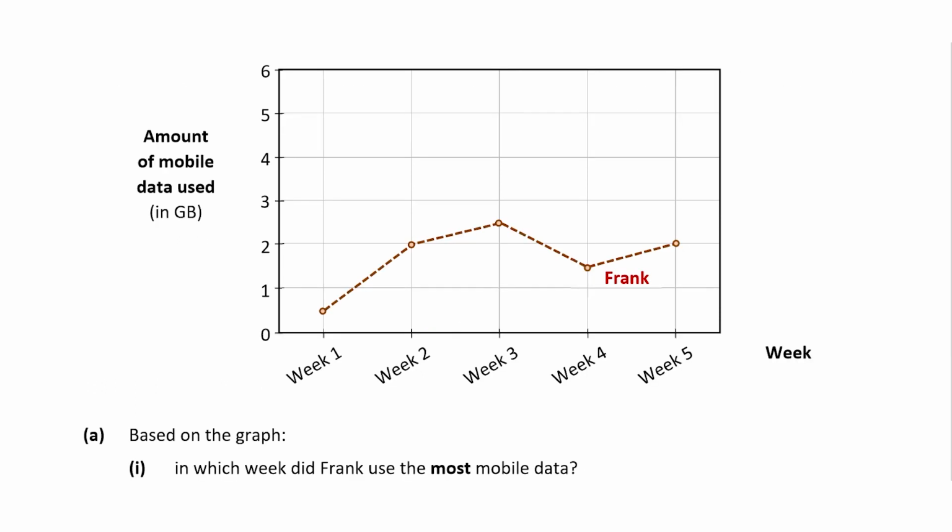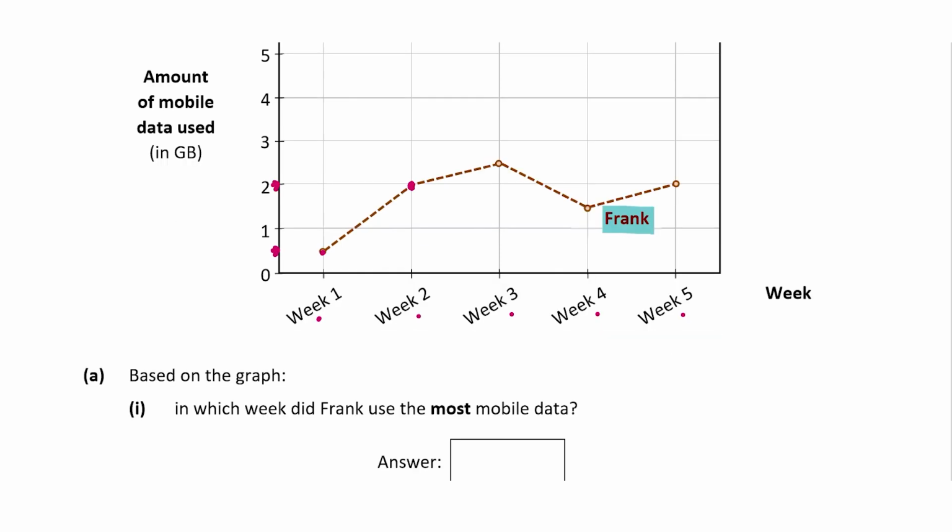So if we have a look at the graph, we can see that it's labeled here Frank. So we know that this is the amount of gigabytes of data that Frank uses. We have the 5 weeks, week 1, week 2, week 3, week 4, week 5. And for each of these weeks, we're shown the amount of mobile data used. So in week 1, we can see that he's used 0.5 gigabytes. If you go over to the y-axis here, you can see that it's 0.5. In week 2, he's used 2 gigabytes. So you can see it here on the y-axis, 2 gigabytes, and so on.